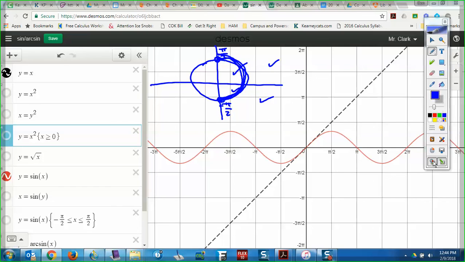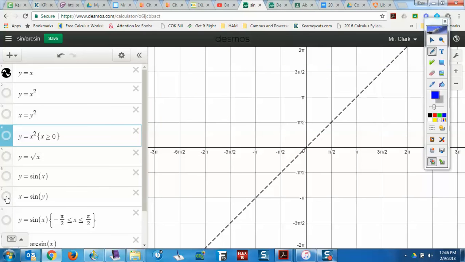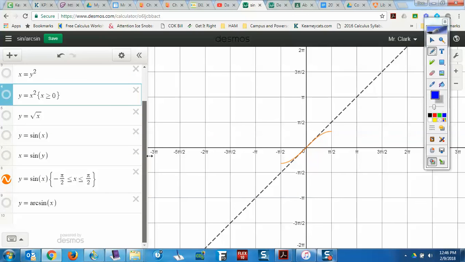Okay? Now, let's take a look. So you're exactly right. We don't want the whole thing. So we want to restrict sine to just that piece right there. So everybody looking up here, you see it? We're just going to restrict sine to that piece. So if I ask it to do the arc sine function, it's just going to give me that little piece right there.